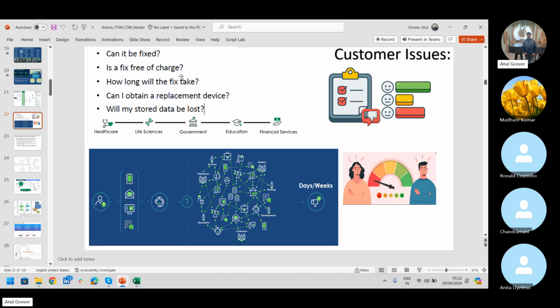And the problem is mainly in these areas: healthcare, life sciences, governments, education, financial services. Because we are the customer mainly in these areas as well. We're using these products, we're using these services. And we are always worried about these things. More issues, more dissatisfaction, negative feedback. And why is it problematic? Because in the background, everything is the same.